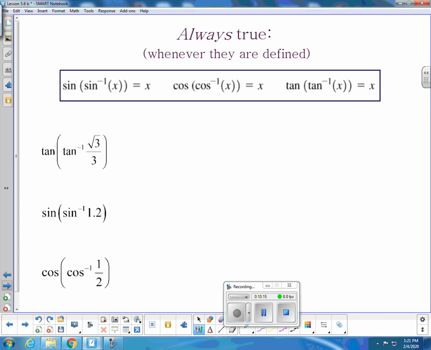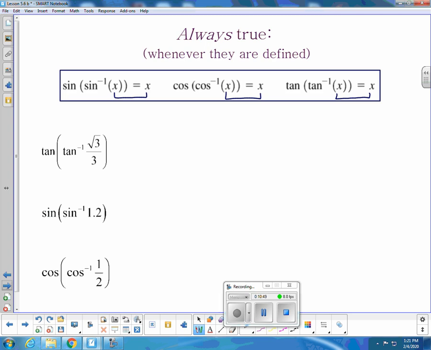So when you're doing composites, this is the sine of the sine inverse. When you're doing composites in this order, trig function then inverse trig function, it always, always, always equals whatever you put in there, as long as it's defined. So whatever is here is going to equal whatever it answers as long as it's defined. What do I mean by that? Well, let's do some examples and see.